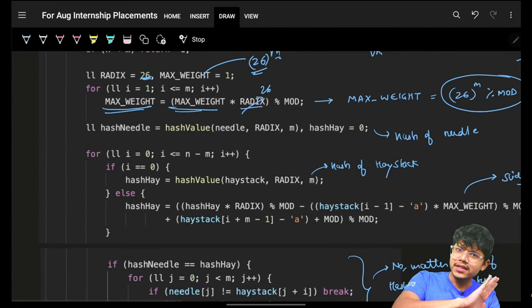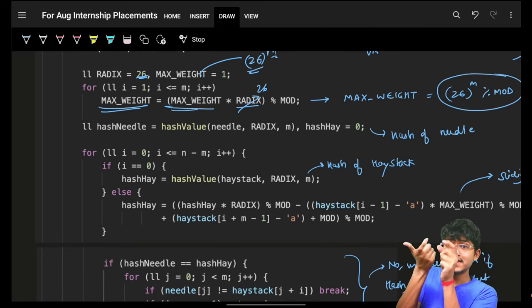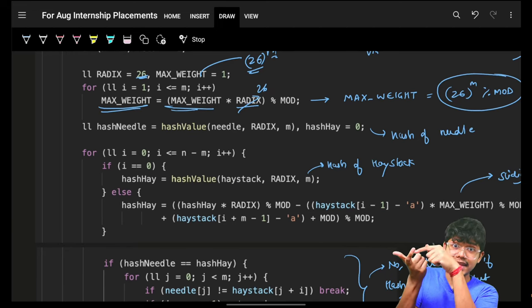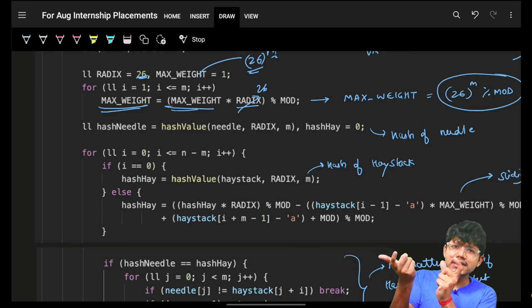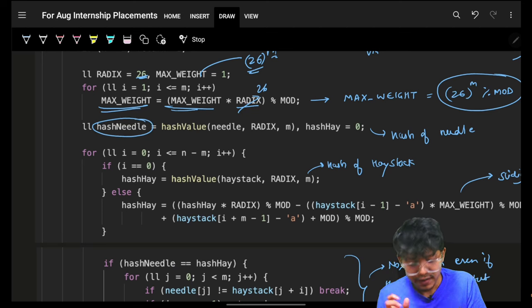Now when this max weight is done, your next task is to compare the hashes of your string of length m in your haystack versus your needle hash. So you have to find the hash of the needle. So I will find the hash again.